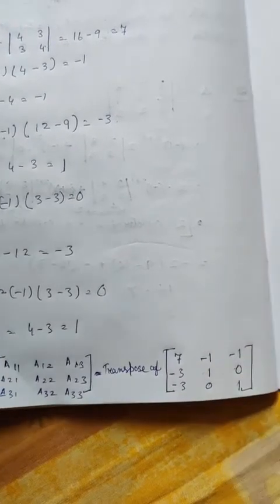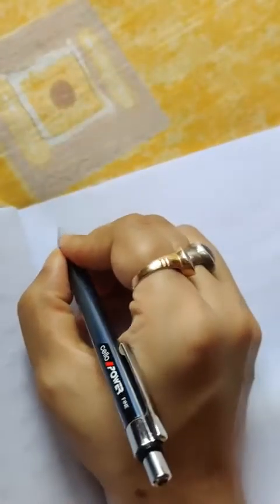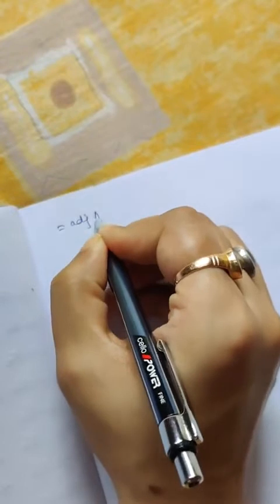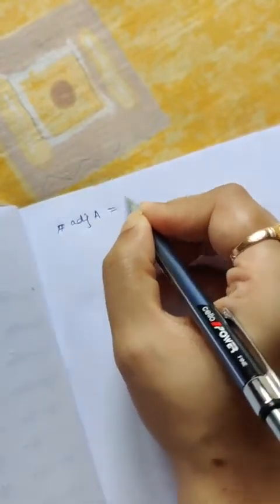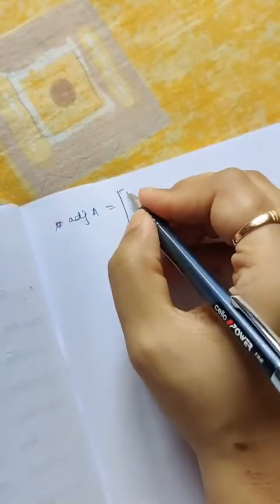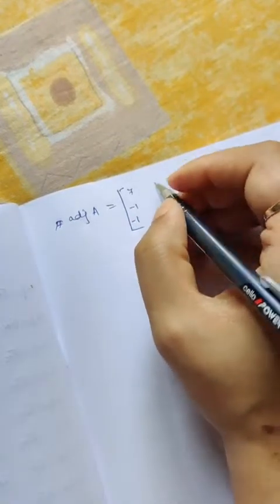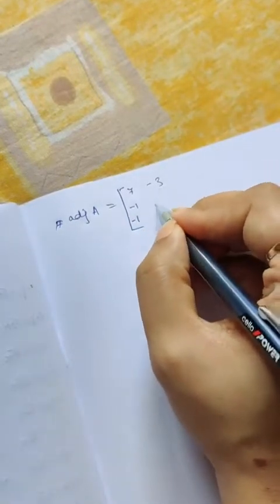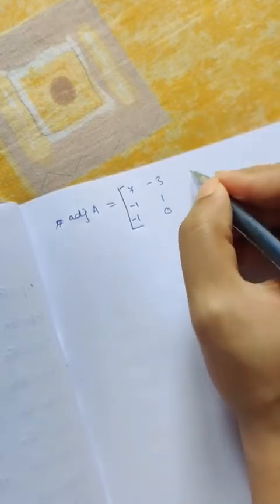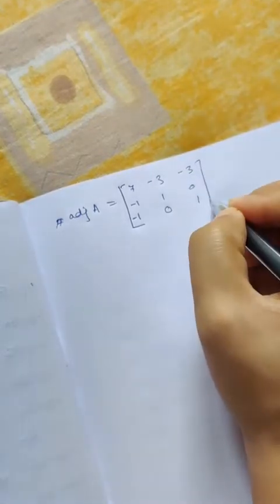So now we have to take its transpose. So for that we have to write here adjoint of A is equal to the first row will become the first column, second row will become the second column, and the third row will become the third column.